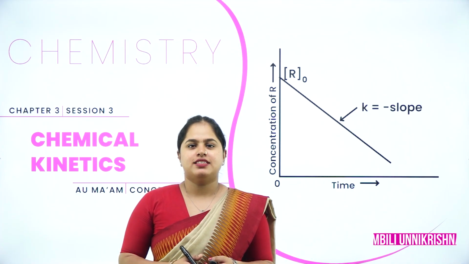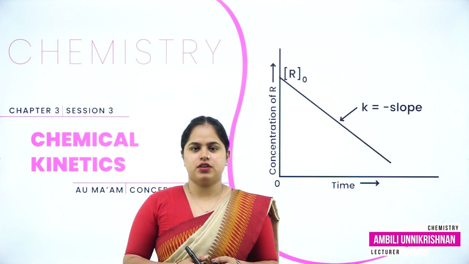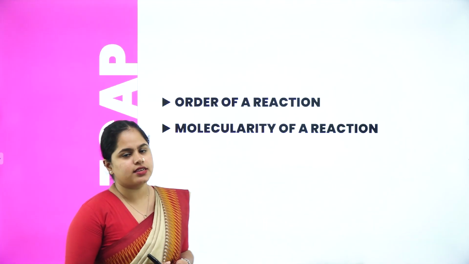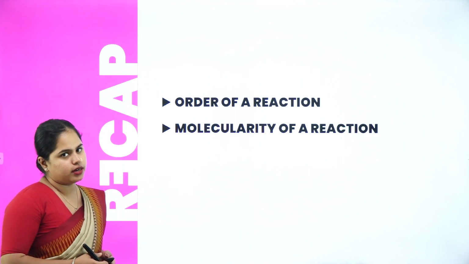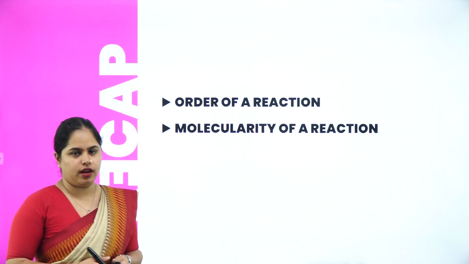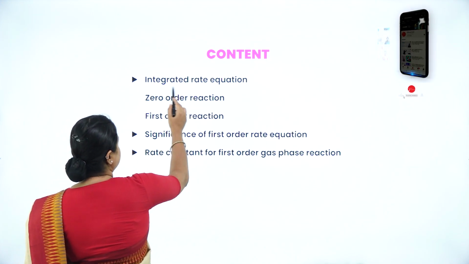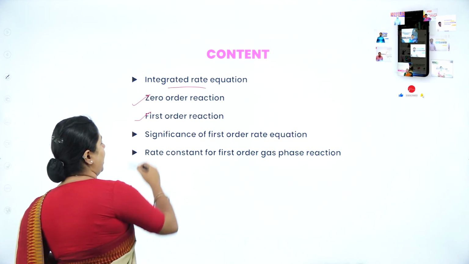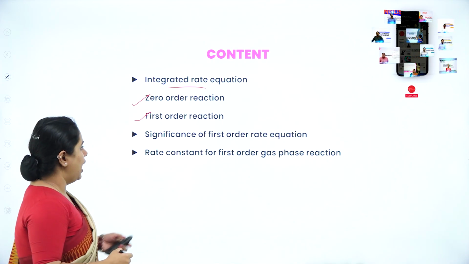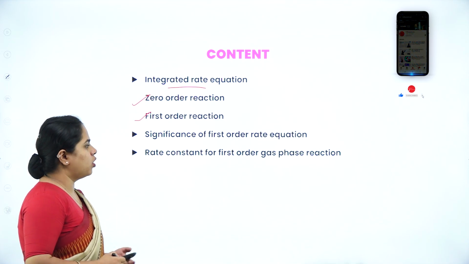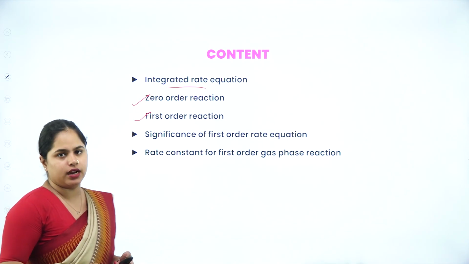Hello everyone, this is Ambli Unnikrishnan from the Department of Chemistry. So today I am back with session 3 of the chapter Chemical Kinetics. In the last session we studied order and molecularity of the reaction, right? Today we are going to study an important part, that is the integrated rate equation for a zero order and first order reaction in detail, and then the significance of the first order rate equation as well as the rate constant for a first order gas phase reaction.